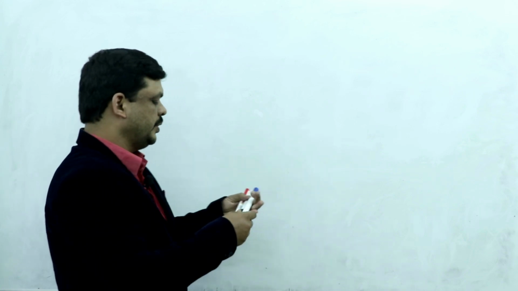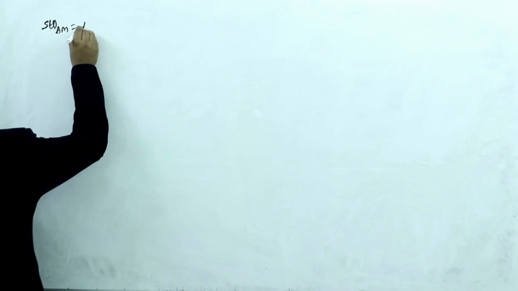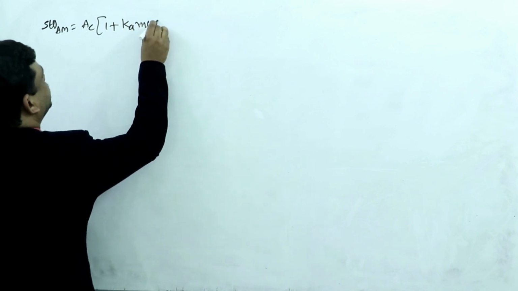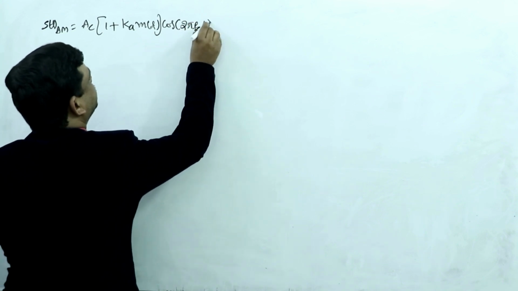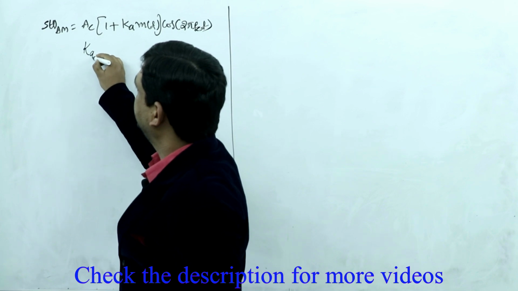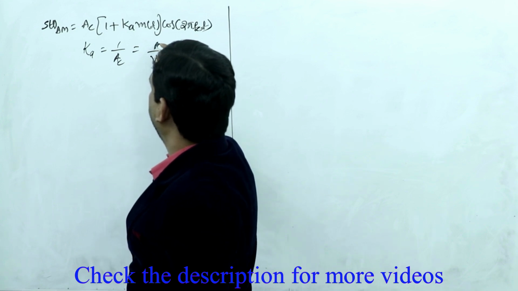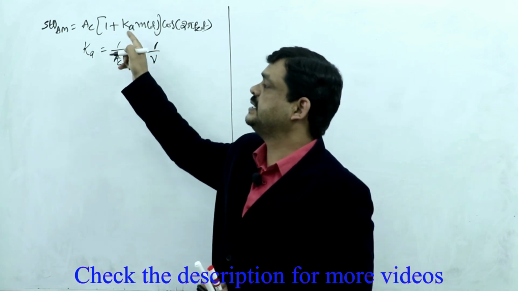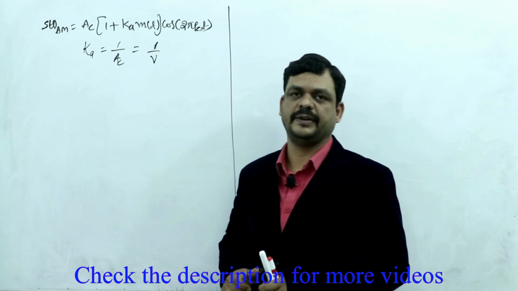Time domain analysis of amplitude modulation. First of all, I am taking the AM modulated signal equation. S of t equals Ac into 1 plus Ka into m of t into cos of 2 pi fc t. Here Ka is 1 by Ac, so the unit of this is 1 by volts, volt inverse. Then volt and volt get cancelled, which finally gives this analysis. This explains the amplitude modulated signal equation.